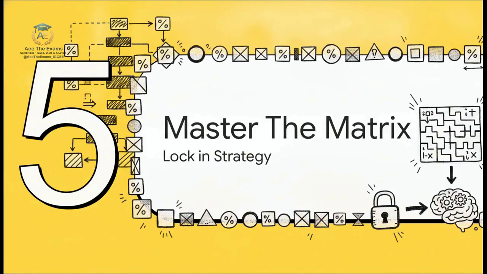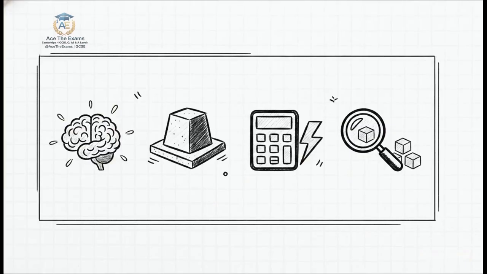Finally, Section 5, Master the Matrix. Time to lock in the strategy. Let's lock in these core rules so you can apply them instantly. Memorize your base equivalents. Always identify your 100% base reality. Use decimal multipliers to drastically speed up your work. And whenever you face a reverse percentage problem, break the matrix by finding the 1% value first.